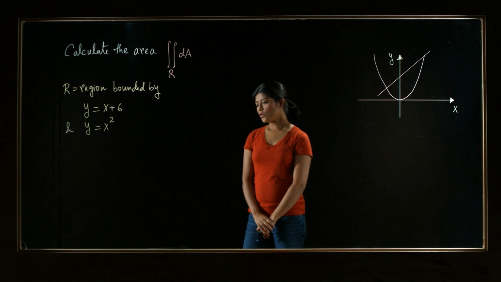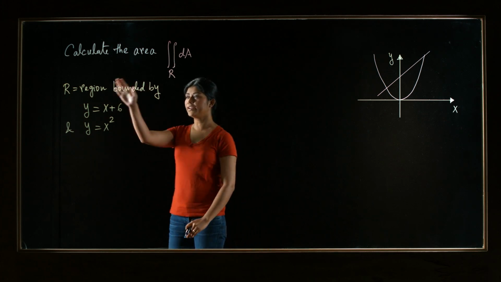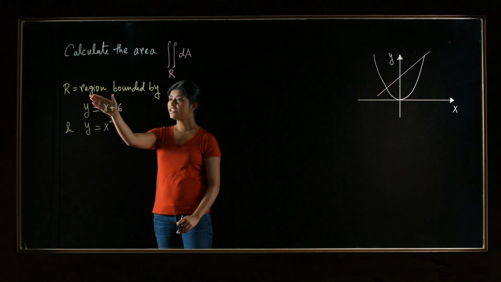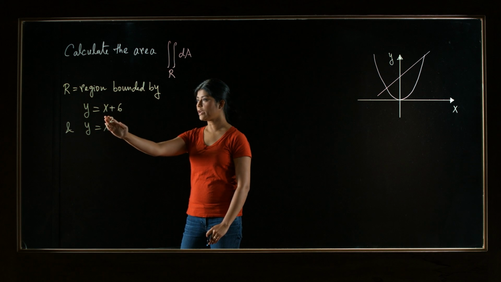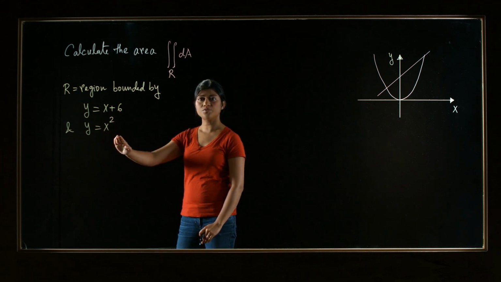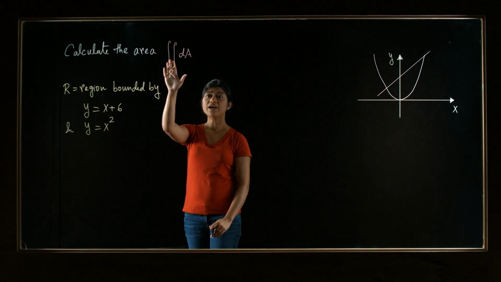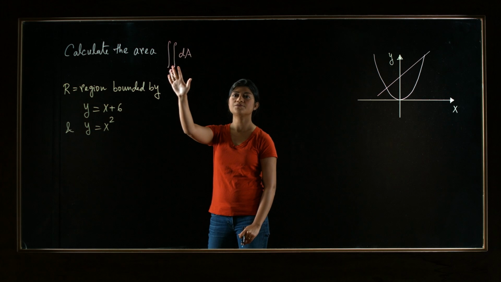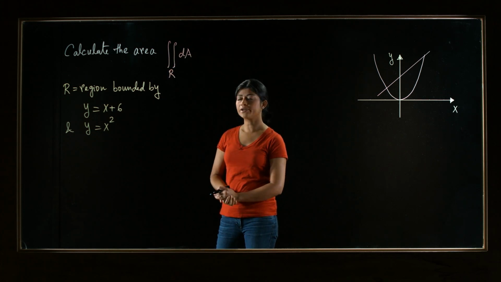In this problem, we have to calculate the area of a region, and the region is bounded by these two curves, y equals x plus 6 and y equals x squared. And we have to use a double integral of this form to find the area.